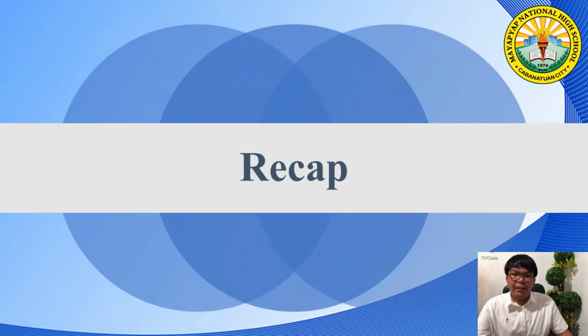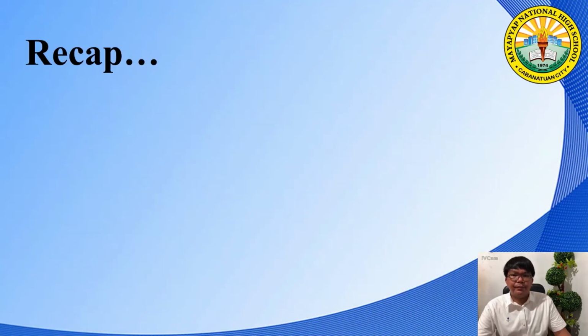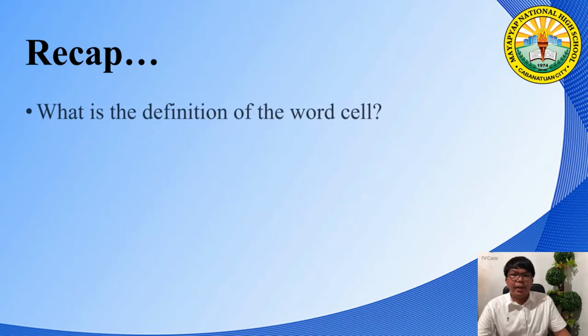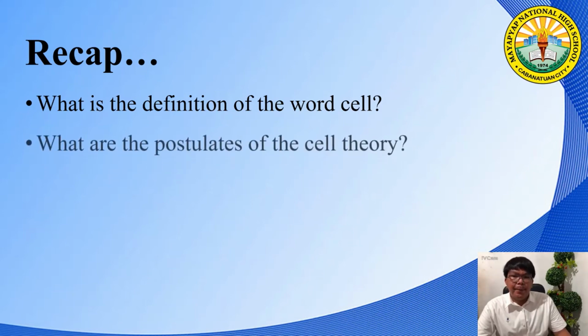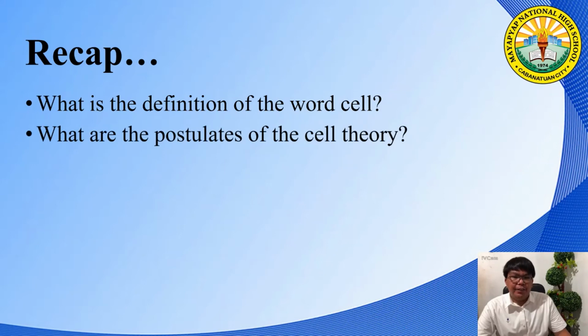Now let's have some recap. What is the definition of the word cell? The cell is the basic structural and functional unit of life. What are the postulates of the cell theory? All organisms are composed of one or more cells. The cell is the basic living unit of organization for all living organisms, and all cells arise from pre-existing cells.